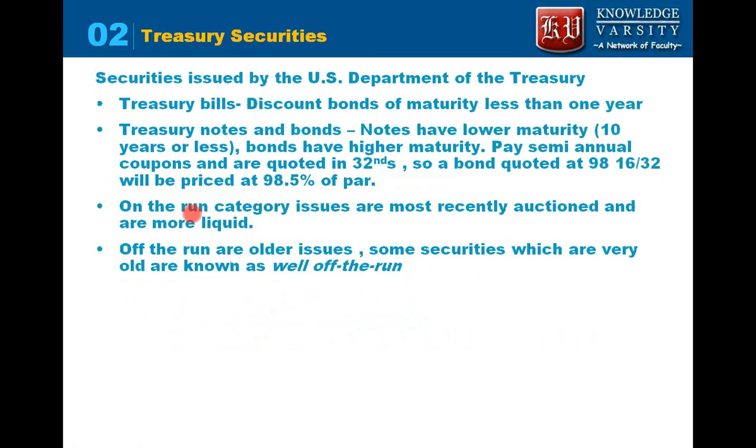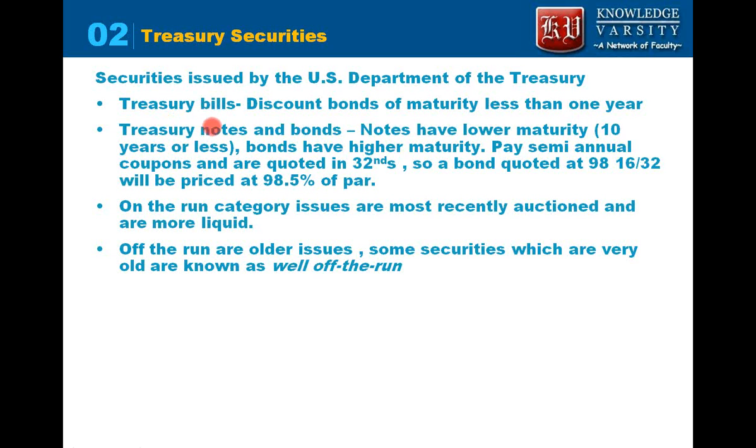In the US you also have what are called treasury securities. These are issued by the Department of Treasury. In treasury securities you have treasury bills. Treasury bills are those bonds with a maturity of up to 1 year. So you will find treasury bills of 4 weeks, 3 months and 6 months. Typically 28 days, 90 days and 180 days treasury bills are available.